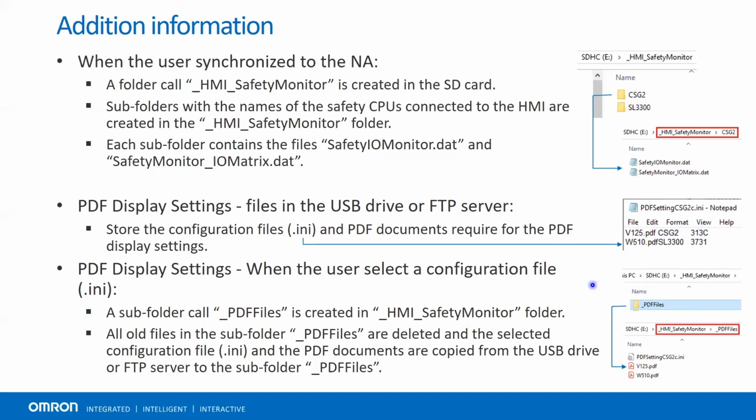PDF display setting, when the user selects a configuration file. When the user selects a configuration file, a subfolder called _PDF file is created in the _HMI_safety monitor folder. All the old folders in the subfolder _PDF file are deleted, and the selected configuration file and the PDF documents are copied from the USB drive or the FTP server to the subfolder _PDF file.